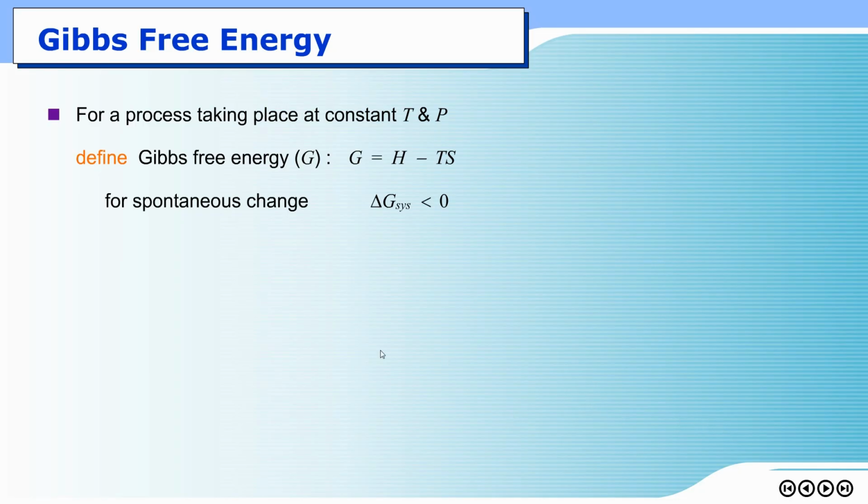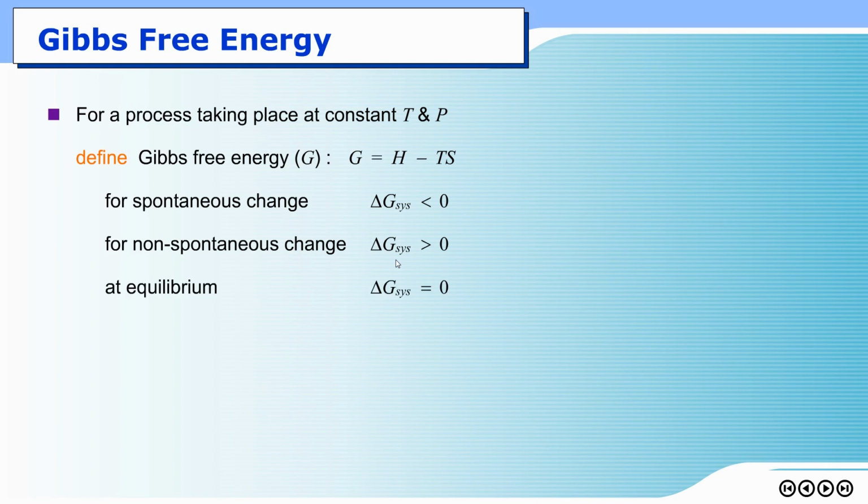So let's put it this way. If the process is spontaneous, delta G of the system must be less than 0. When it is less than 0, it is an irreversible process. If delta G of the system is greater than 0, then the process is non-spontaneous. It has no natural tendency to occur. When delta G is 0, the process is spontaneous and reversible.